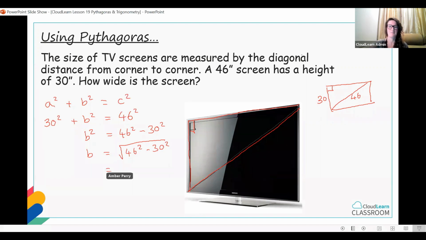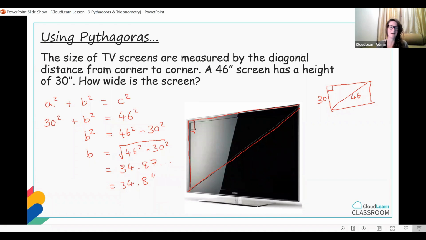So then I would have to grab my calculator and find the answer to that. Please feel free to pop it in the chat if you get it before me. Okay, and I'm getting an answer of 34.87 and so on. So I would round that to probably 34.8 inches. Okay, so that gives me an answer.